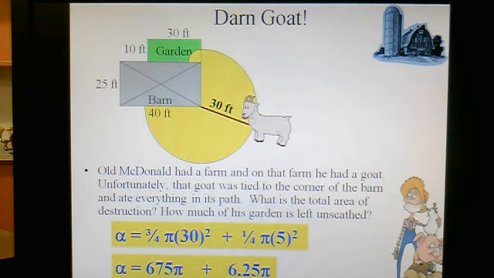This is only 6.25 times pi. The big space is 675 pi. So this is like 100 times bigger than that space. Add those together, and that gives you the entire yellow space that he's going to destroy.